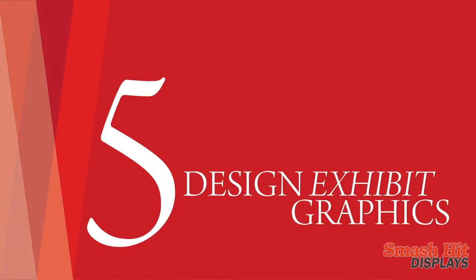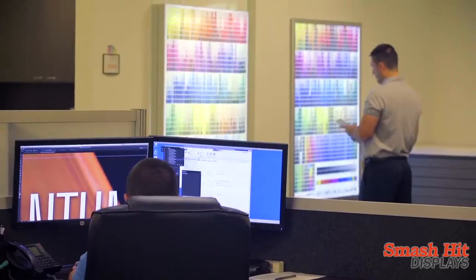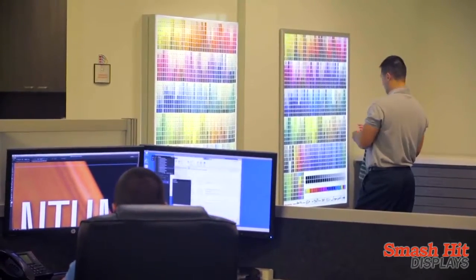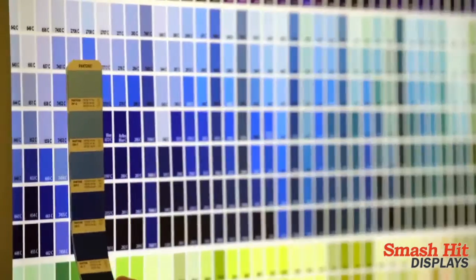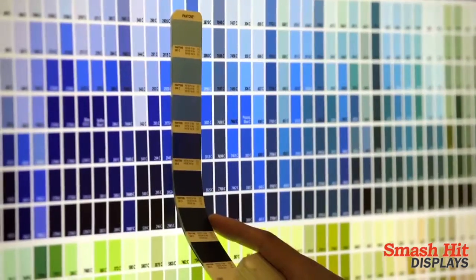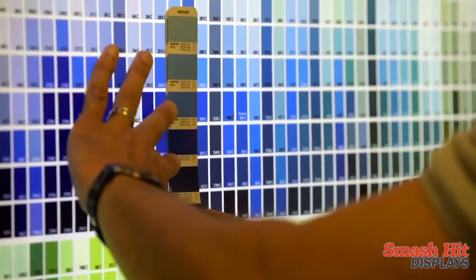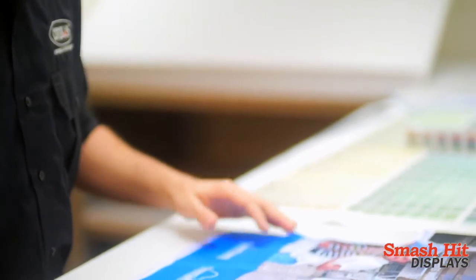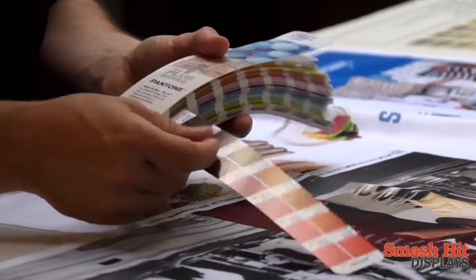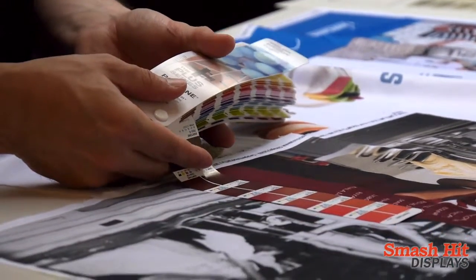Fifth, designing graphics for the exhibit. Once the team finalizes the exhibit's manufacturing blueprint and plan, guidelines and graphic templates for the design of the display will be provided. This is a critical step in the process and one that should be driven based on the exhibit design selected. Many exhibit partners can design the graphics for the exhibit, but some exhibitors prefer this be handled by an in-house creative or graphic design agency.